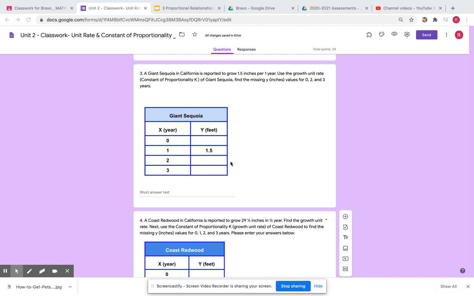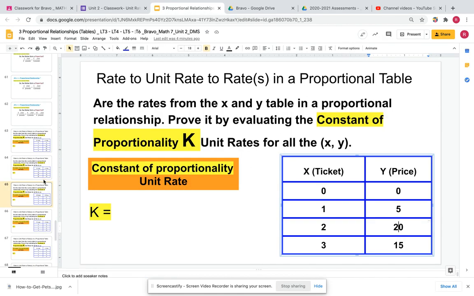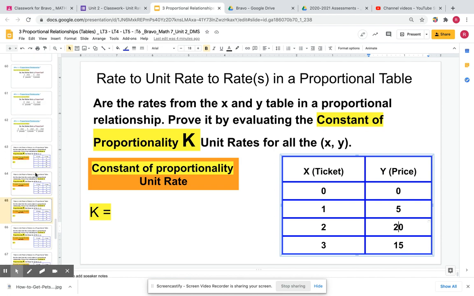Hi, so I'm gonna go ahead and support you guys with question number 3 and 4. And to be very honest with you guys, you have done question number 3 and 4 with me in class, and the only difference is that it's using the word constant of proportionality, which means it's basically talking about the unit rate. So, anyways, let's redo the problems that we did in class just really quickly.